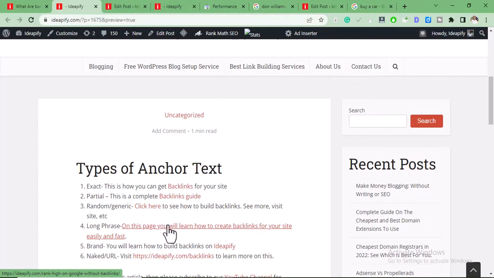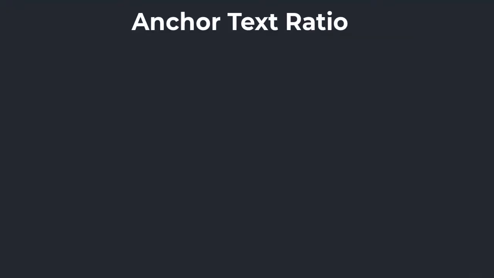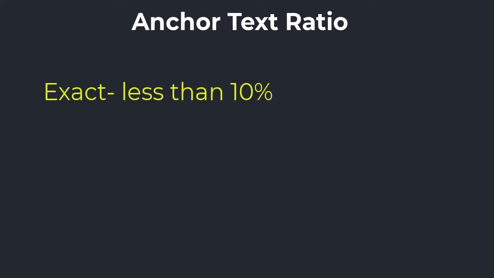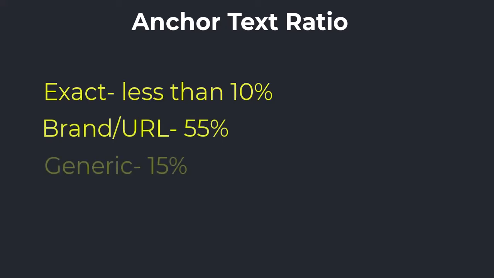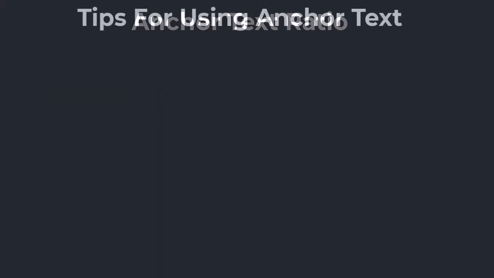Having the right anchor text ratio will help in increasing your site rank in search engine result pages. For exact anchor text, it should be less than 10%. For brand or URL, it should be up to 55%. Generic 15%, and long phrase 20%.